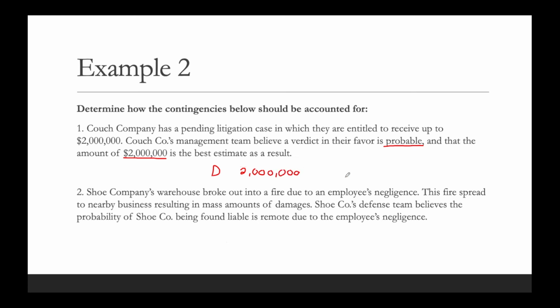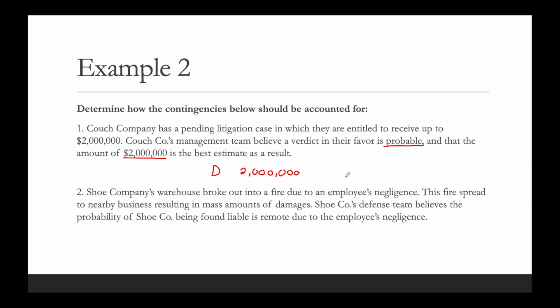So looking at number 2 here, Shoe Company's warehouse broke out into a fire due to an employee's negligence. This fire spread to nearby businesses, resulting in mass amounts of damages. Shoe Company's defense team believes this probability of Shoe Company being found liable is remote due to the employee's negligence.